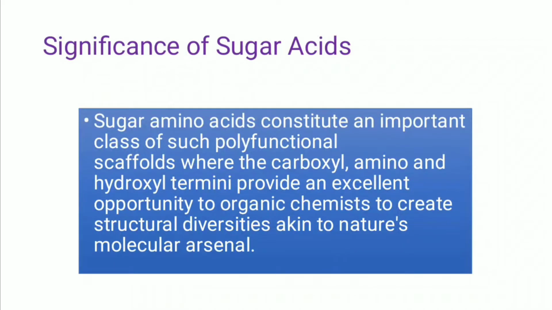Significance of sugar acid. Sugar amino acids constitute an important class of polyfunctional scaffold where the carboxylic, amino and hydroxyl termini provide an excellent opportunity to organic chemists to create structural diversity akin to nature's molecular arsenal.